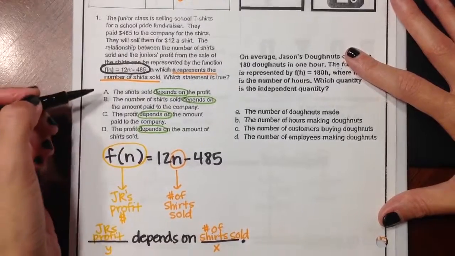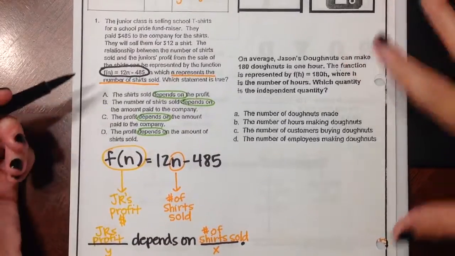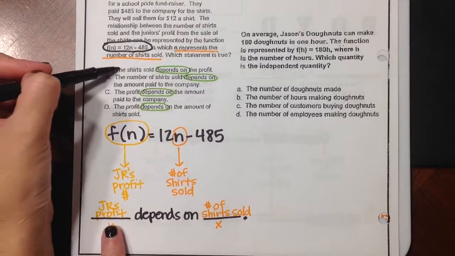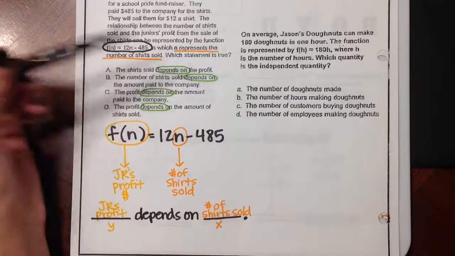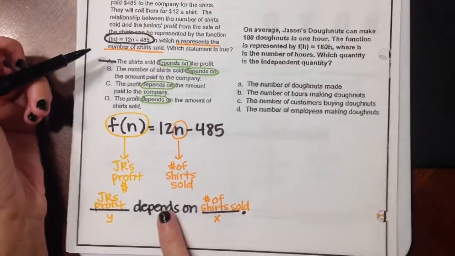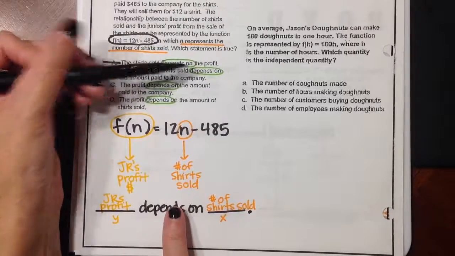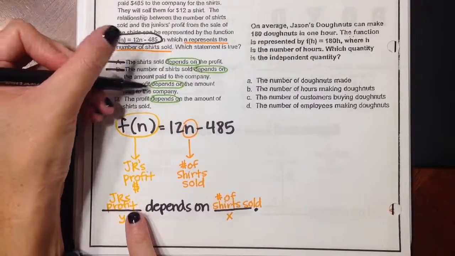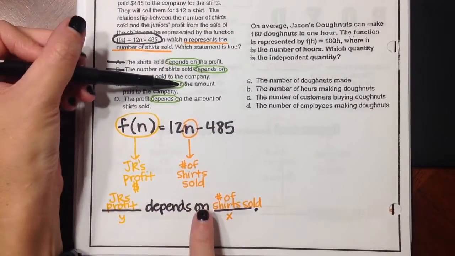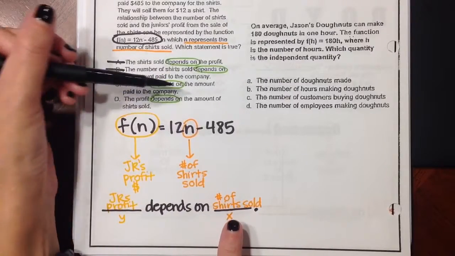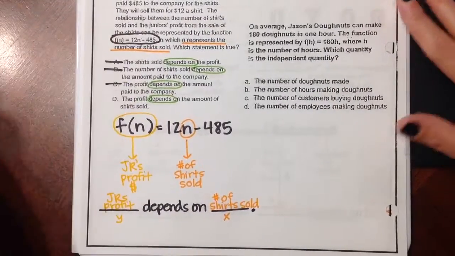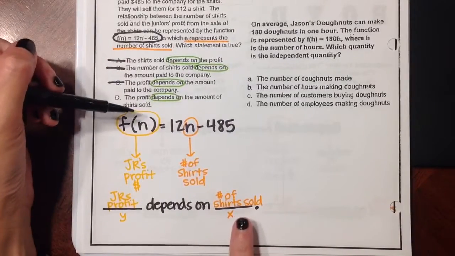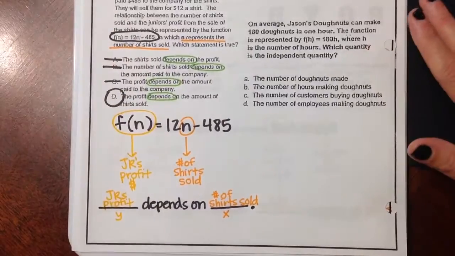So let's go back up to our answer choices because we're trying to find which one is true, and let's see which one is in the correct order. So we've got junior's profit depends on number of shirts sold. It can't be A. Junior's profit depends on the number of shirts sold. It can't be B. Junior's profit, okay, here we go, depends on the number of shirts sold. C is not correct because they don't have the correct X value. D, junior's profit depends on the amount of shirts sold. Same thing as the number of shirts sold. D is our correct answer.